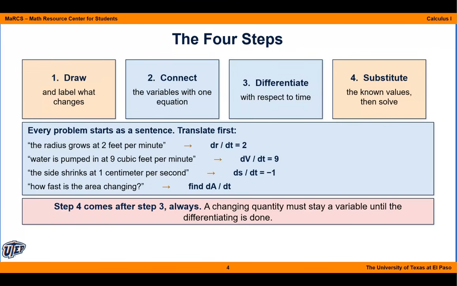The words tell us the notation. A radius growing at 2 feet per minute means dr/dt equals 2. Water entering at 9 cubic feet per minute means dV/dt is equal to 9. A side shrinking at 1 centimeter per second means ds/dt equals negative 1. A negative rate means the quantity is decreasing. A question asking how fast the area changes is asking us about dA/dt. Keep every changing quantity as a variable until after differentiating. The order is draw, connect, differentiate, and then substitute.